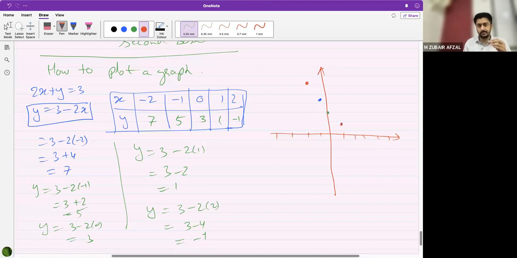X1, y1. X2, y minus 1. Getting it? So this is how you will draw your graph. This was for the linear part.